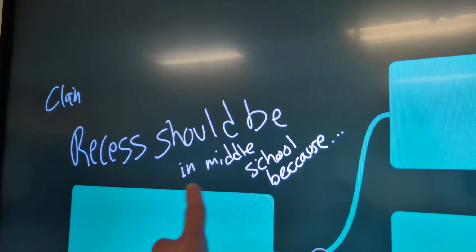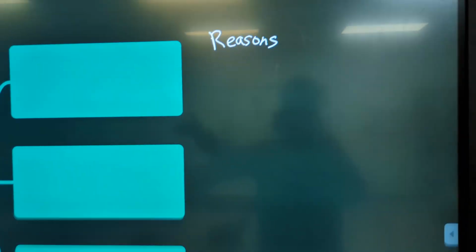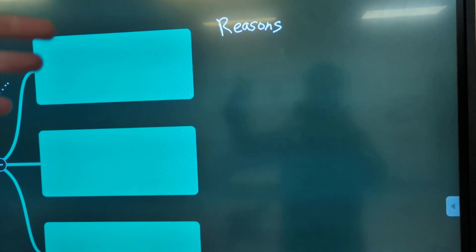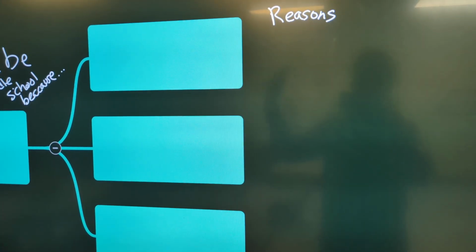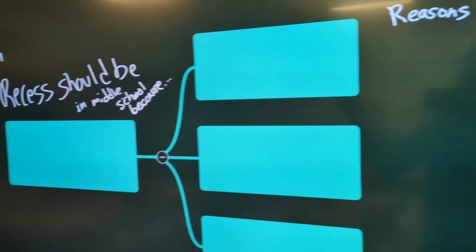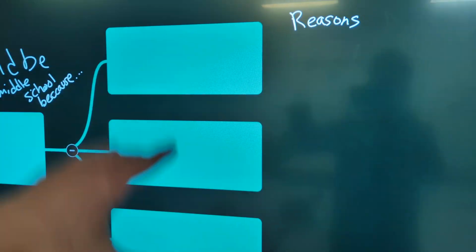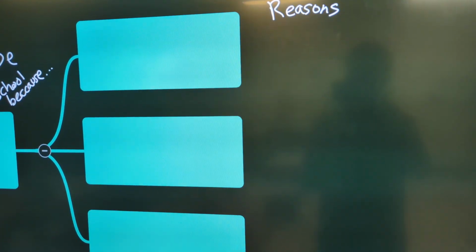Recess should be in middle school because, and I had them work with their tables to just think with each other and come up with 3 reasons, not evidence from any text that we read, because that's not the point of what I wanted them to see. I wanted them to think about, how can I come up with reasons to support my claim? And so they did. They came up with 3 reasons.